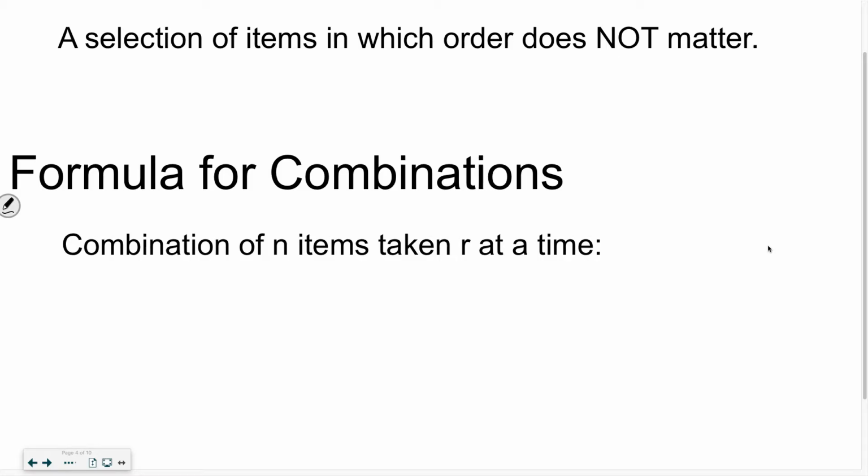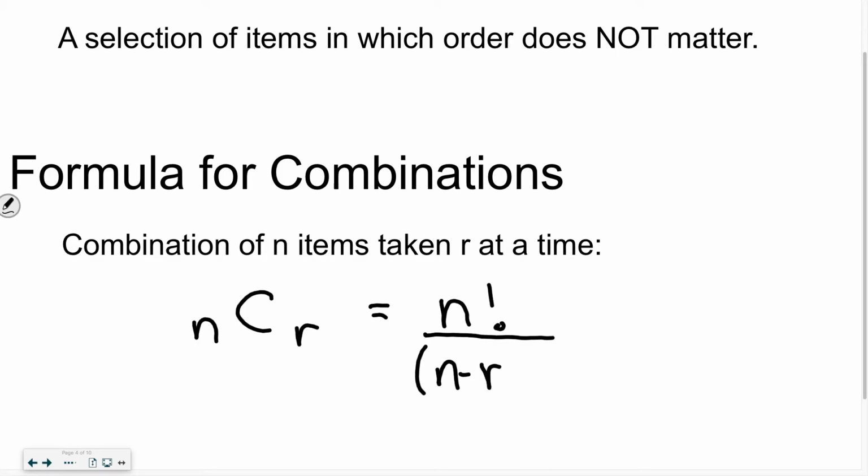Okay, so it's a selection of items in which order doesn't matter, and the formula for combination, we're going to do a combination of n items taken r at a time, right? So this means r is like we're not choosing all of them. And that's going to look like this, nCr. So when you were going into your formulas yesterday, or your PRB on your calculator, hopefully you noticed there was the nPr, the nCr, and then the factorial. Okay, so now we're going to start using our C. But this is what the formula looks like. n factorial over n minus r factorial, which is really just permutations, right?